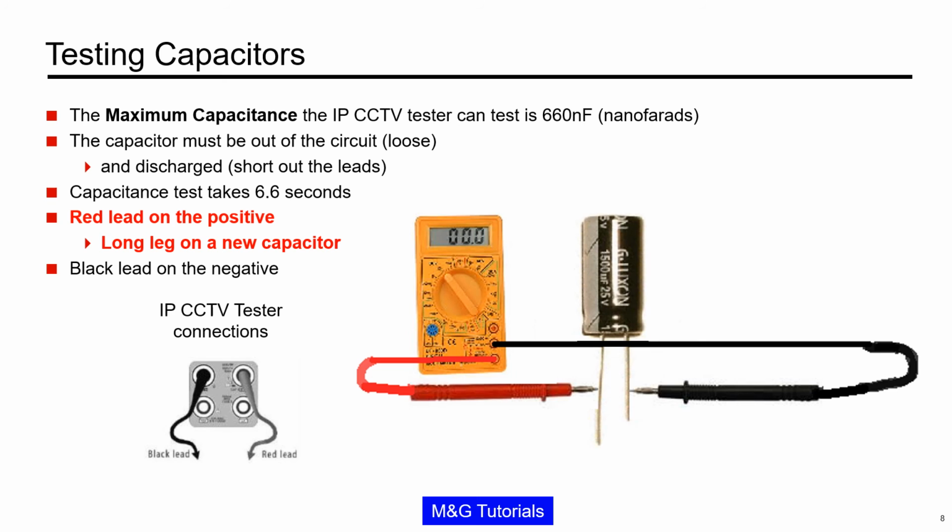To test the capacitor, place the red lead on the positive. This is the long leg on a new capacitor. Place the black lead on the negative.